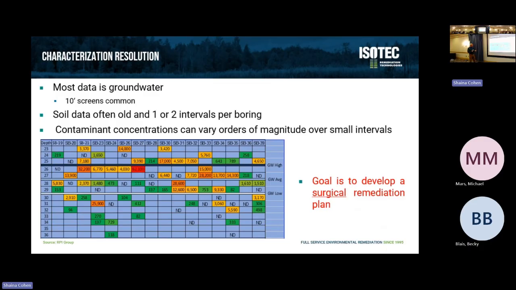So we look at some of the soil data. Oh, excellent, works today. Didn't work on the screen yesterday. But this is a diesel fuel release site, and groundwater high tables here, groundwater low is this white line.